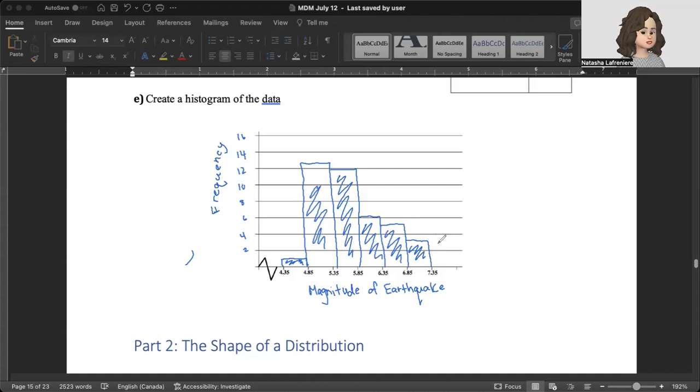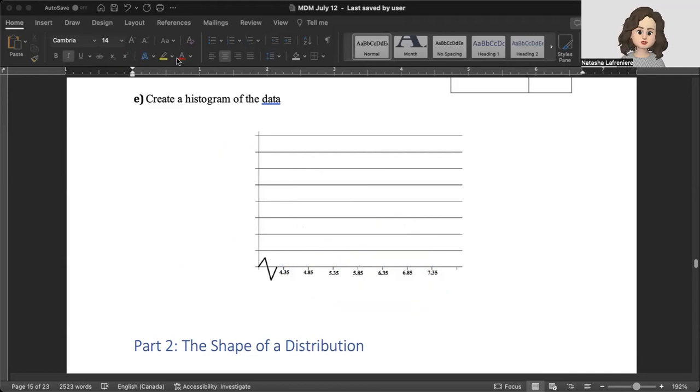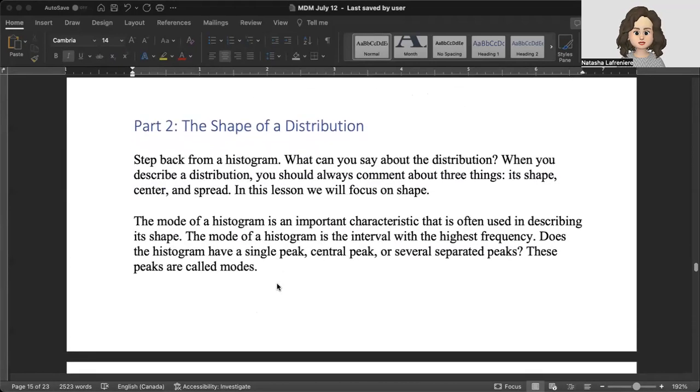I'm just seeing something real quick. Okay. So I'm going to clear this. Hopefully yours looks a lot better than mine. And we're going to take a look at shapes of distribution. So step back from histogram. What can you say about the distribution?